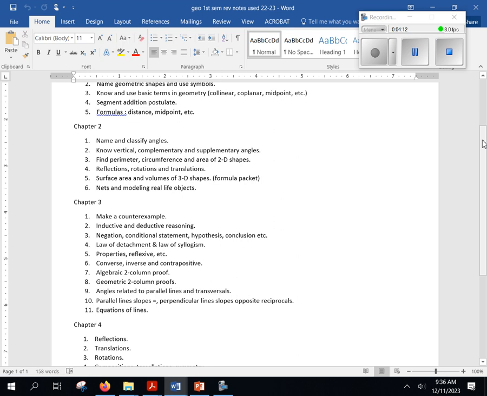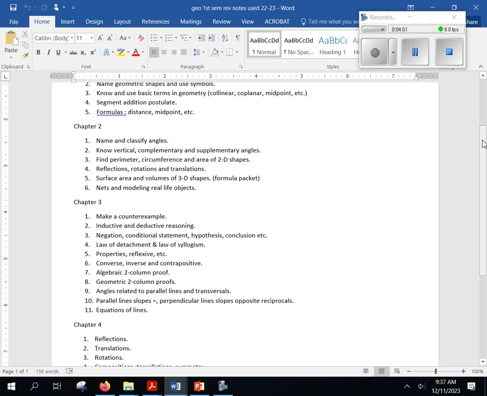It works. Nets and modeling. Remember, when we're finding surface area, you're just going to find the area of each face and then add them all up. So you're going to use a net and be able to model stuff in real life. Like if I was to say our room here, what shape are we using? A rectangular prism. All right, so be able to do that. If I said a tree, what shape would we be using? Cylinder.